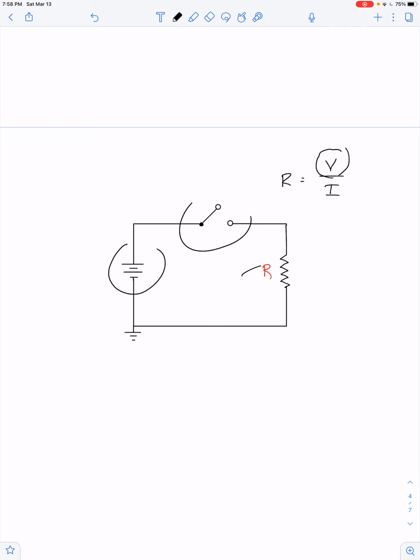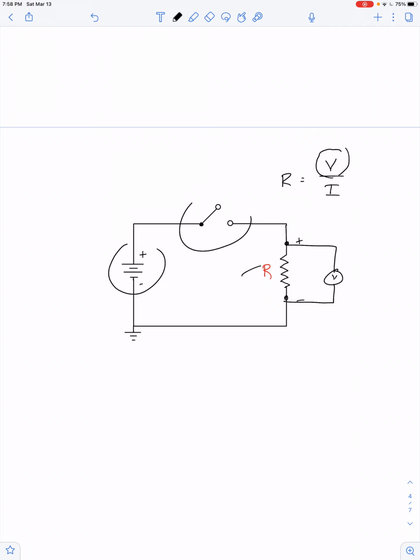Current is the quantity that flows through things. Voltage means difference in electric potential. So I want to know what's the electric potential on the high potential side of the resistor, what's the potential at the low potential side of the resistor. So my voltmeter is connected in parallel.